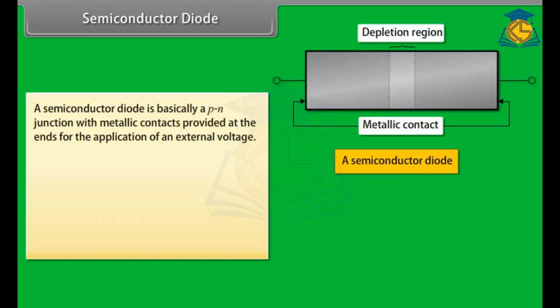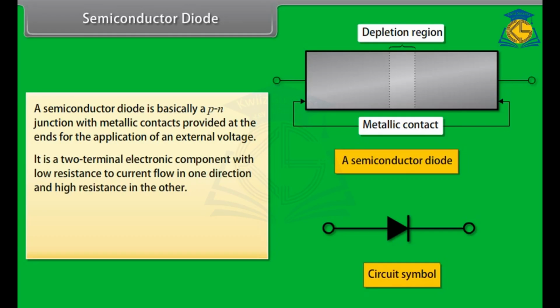Semiconductor diode. A semiconductor diode is basically a p-n junction with metallic contacts provided at the ends for the application of an external voltage. It is a two-terminal device. The arrowhead corresponds to the p-type terminal of the device and points in the direction of easy current flow. It is a two-terminal electronic component with low resistance to current flow in one direction and high resistance in the other.